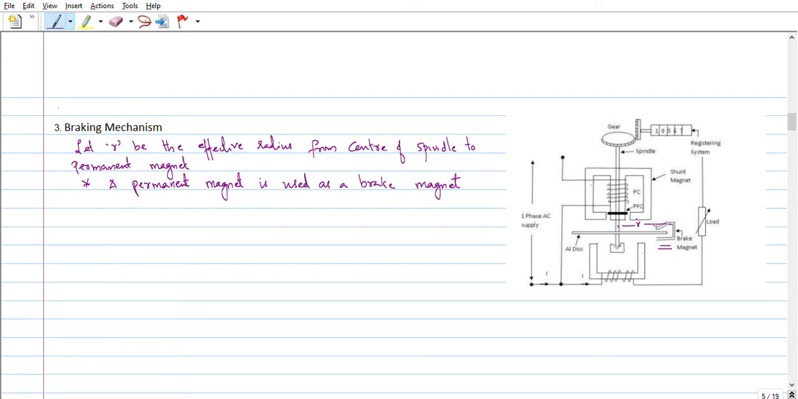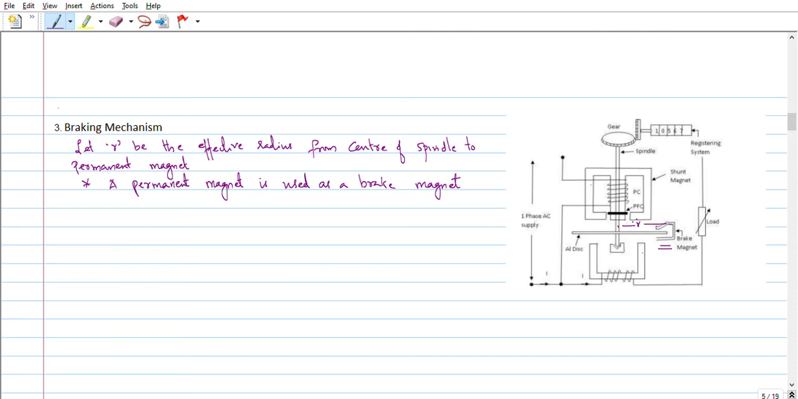This aluminum disc also cuts the flux produced by the brake magnet. Therefore, if the aluminum disc is rotating, a portion of the aluminum disc cuts the permanent magnetic flux and produces an eddy current. This eddy current interacts with the permanent magnetic flux and produces a braking torque. Understand this.